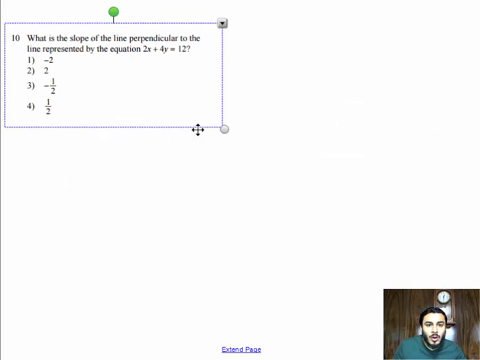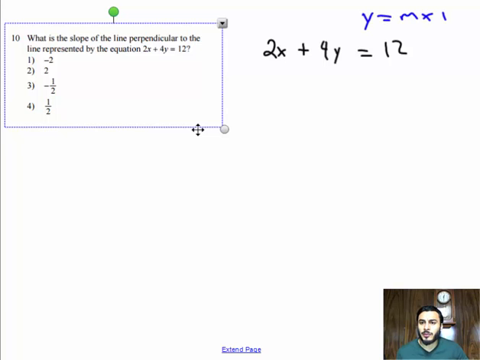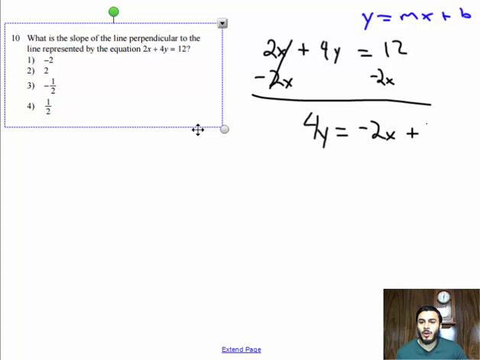What is the slope of the line perpendicular to the line represented by the equation 2x plus 4y equals 12? So we have the line here, 2x plus 4y equals 12, which of course is not in slope-intercept form, so we'll have to put it in that form. What do I mean? y equals mx plus b. So let's go ahead and do that. Subtract 2x from both sides. We get 4y equals negative 2x plus 12.